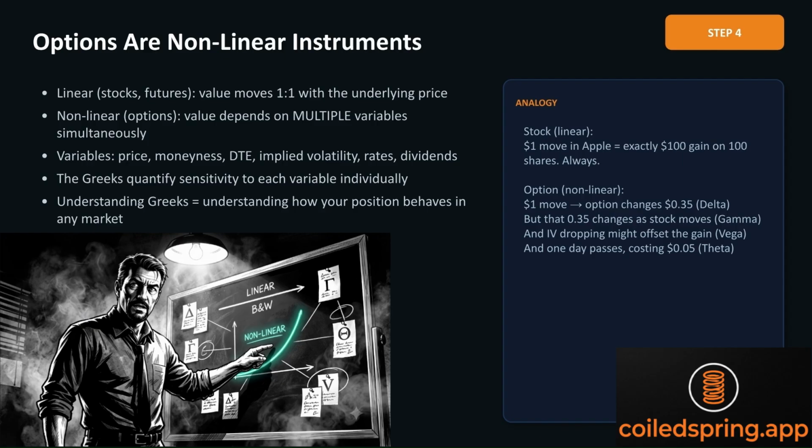And this is exactly why the Greeks exist. The Greeks are not academic abstractions. They are practical measurement tools, each one quantifying the sensitivity of your option to one specific variable. Delta measures sensitivity to price. Theta measures sensitivity to time. Vega measures sensitivity to implied volatility. Gamma measures how delta itself changes. Rho measures sensitivity to interest rates. When you understand the Greeks, you understand how your position behaves in any market environment. Without them, you're flying blind.